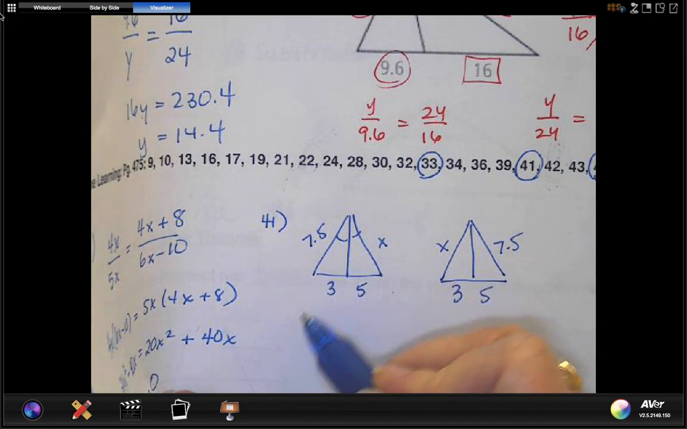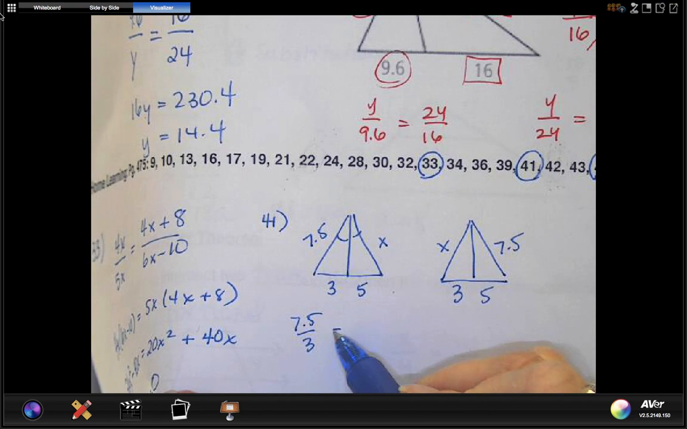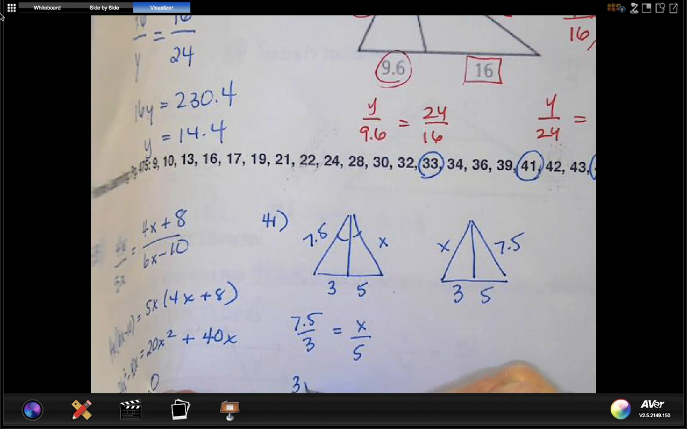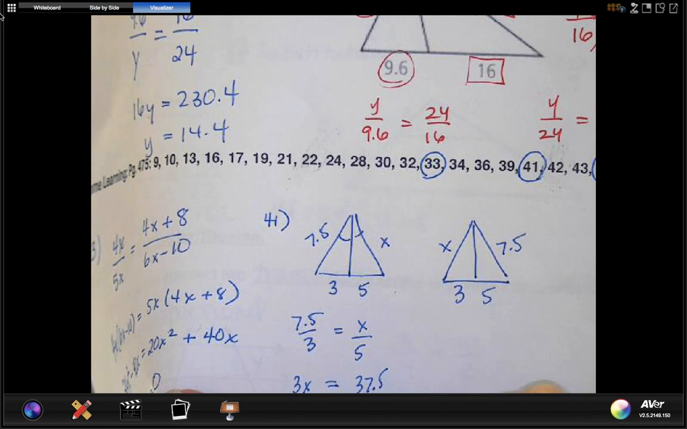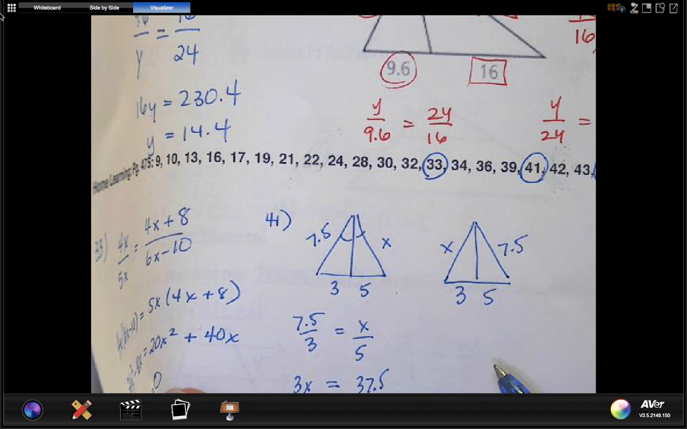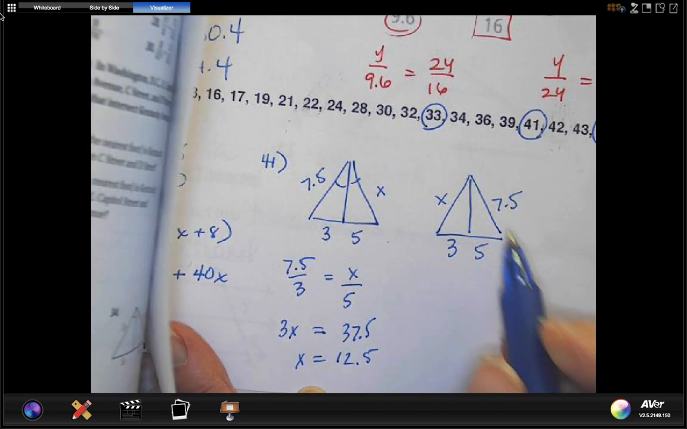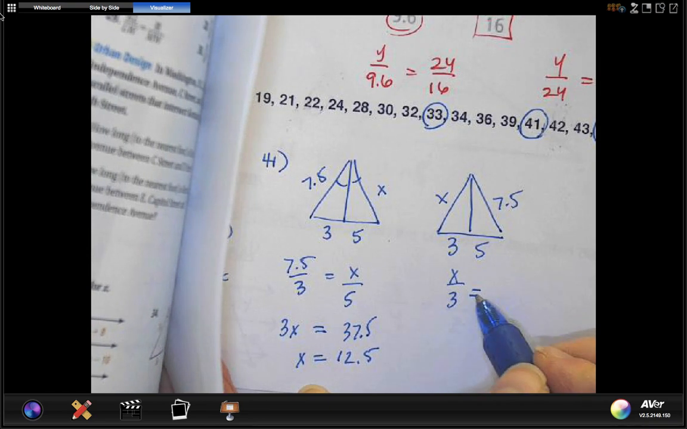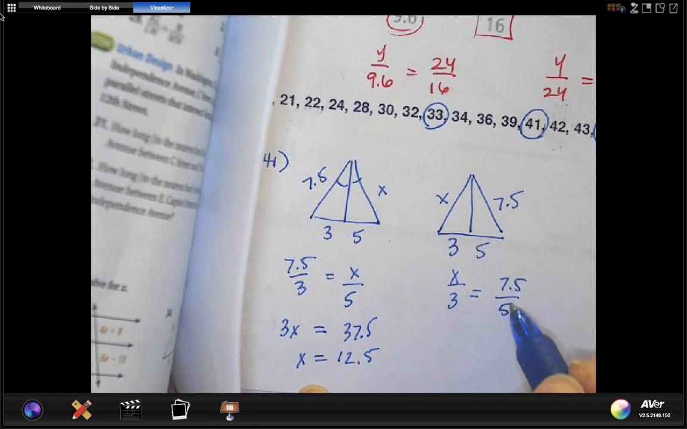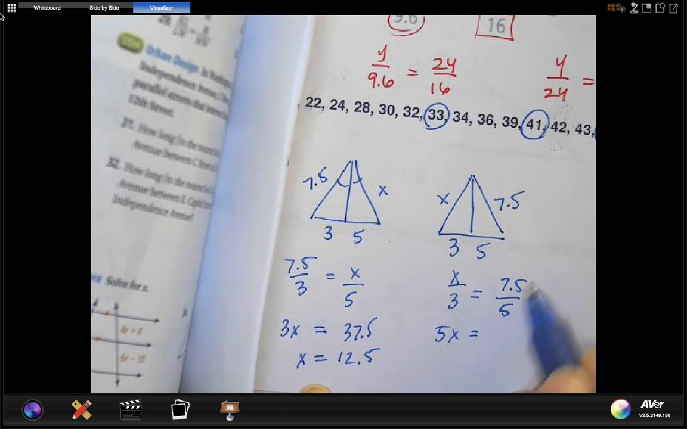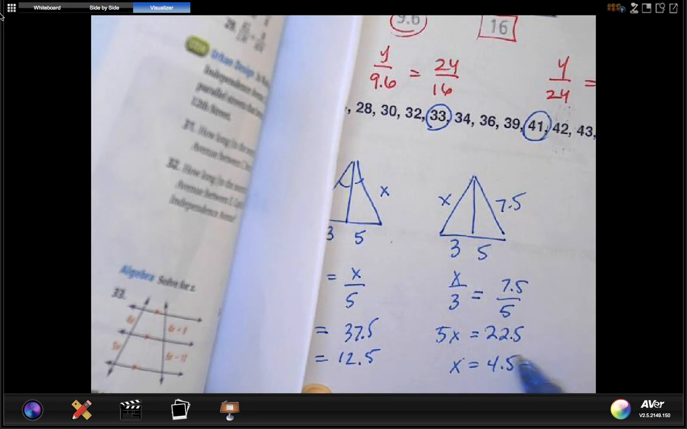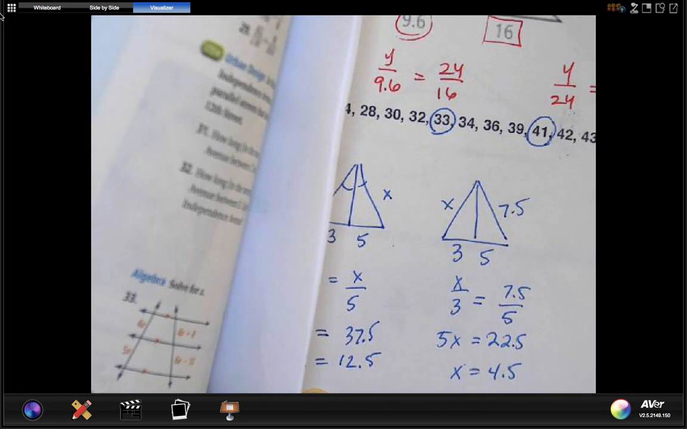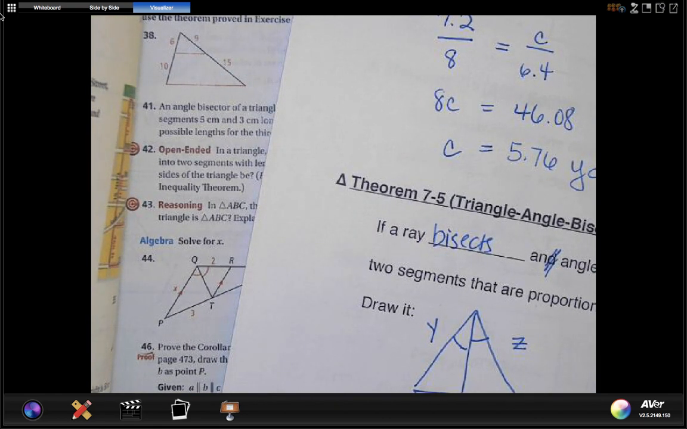So here I can do 7.5 over 3 is equal to x over 5. Cross multiply, so 3x is equal to 37.5. Divide by 3, x is 12.5. And then over here, I could do x over 3 is equal to 7.5 over 5, cross multiply, and x is equal to 4.5. Okay, so those are the two answers for that one. All right, last one that I have here is 44.